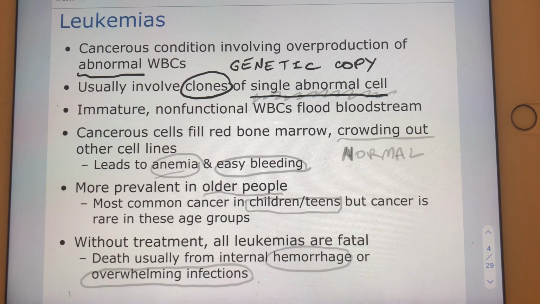Just a grain of salt here. We have one slide on leukemias. We could make an entire quarter out of cancer. In fact, we do have a course that's entirely about cancer. So I could go off on so many tangents just from this slide.